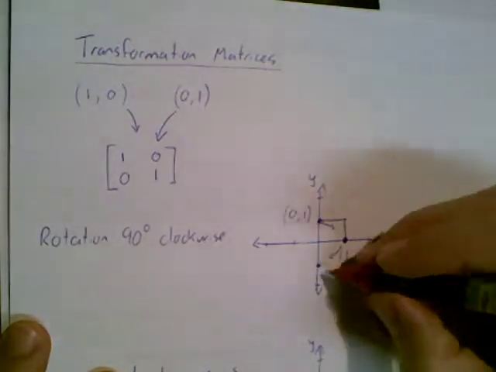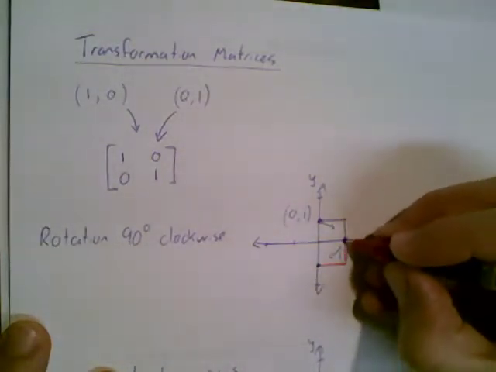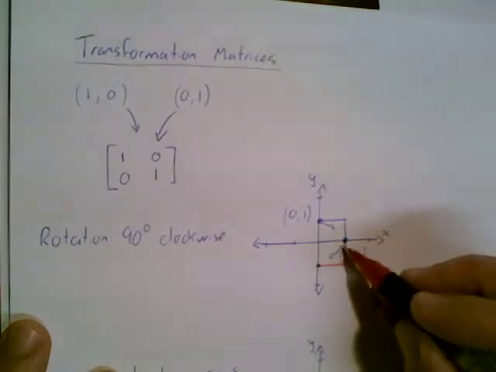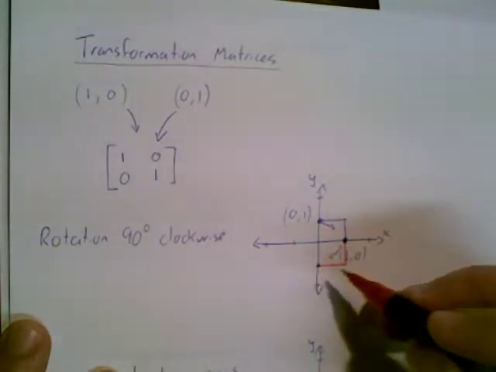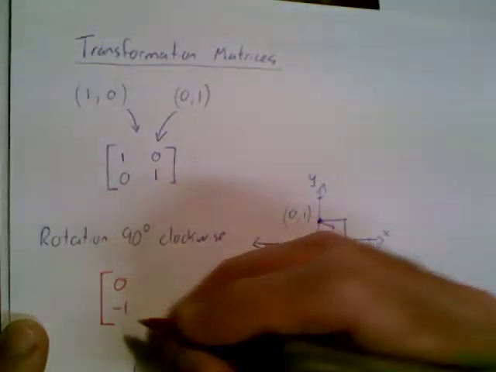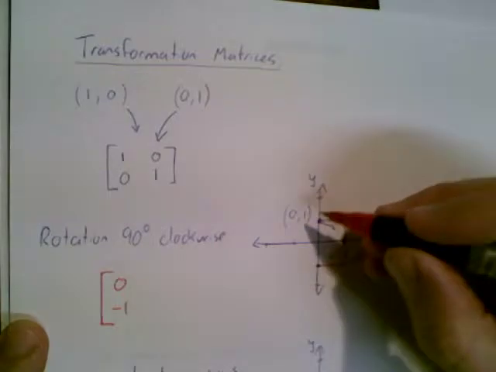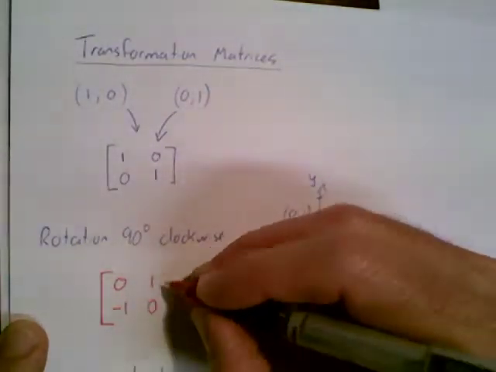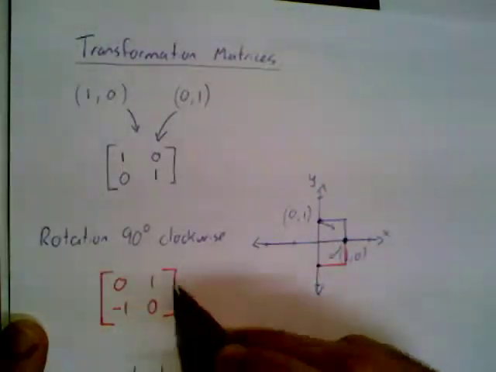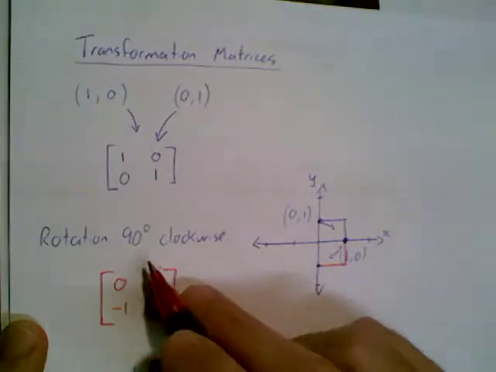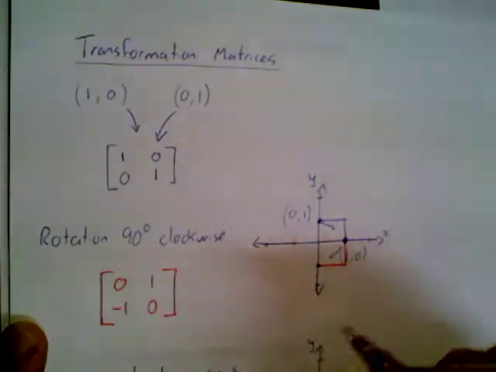So you end up with a little square that looks like this. And what you can see is that the (1, 0) has transformed to this point here, which is (0, -1). So we put that in our transformation matrix, (0, -1). And the (0, 1), this one here, has transformed across to (1, 0). So this matrix here is the matrix that transforms any point on the xy plane through a rotation of 90 degrees clockwise. Okay, so we can go on and do perhaps another one here.